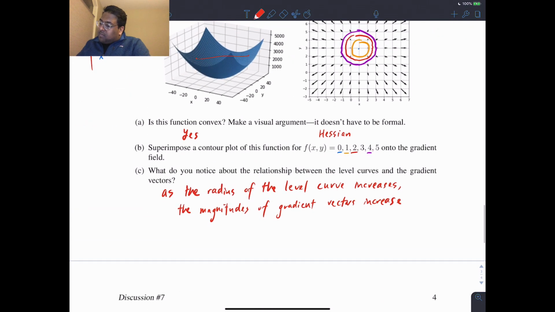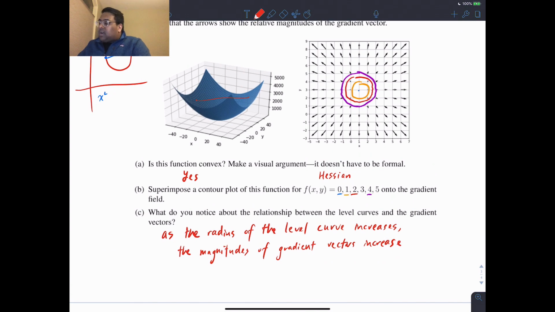The minimum value of this function is probably where the gradient is equal to 0, where the function doesn't change.